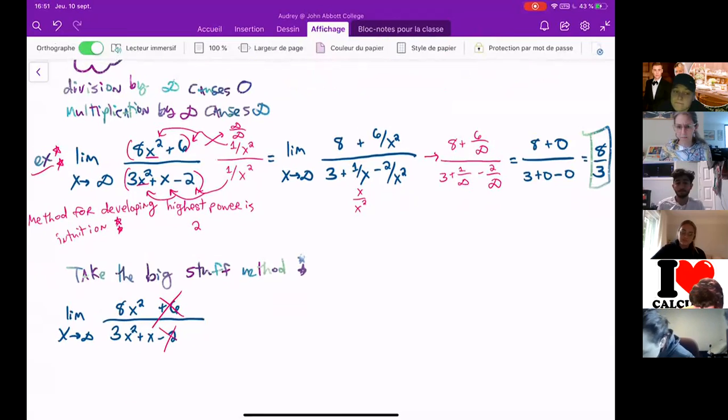You guys see that? Now, what about between this 3x squared and this x? Both of those are infinity. But what is bigger, infinity squared or infinity?